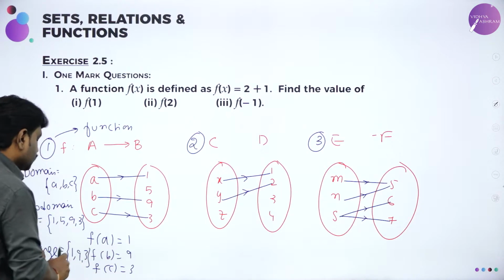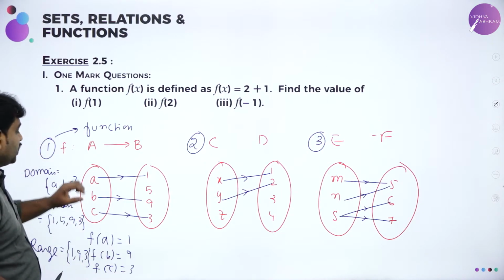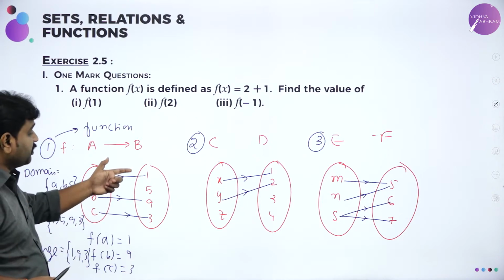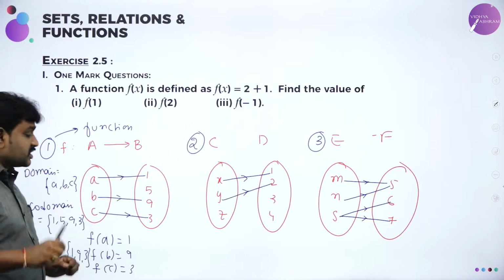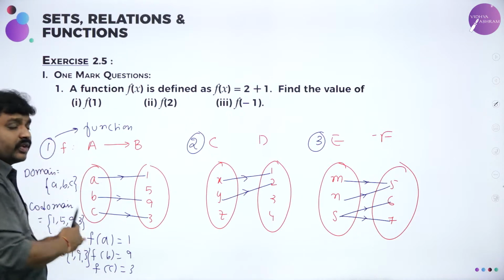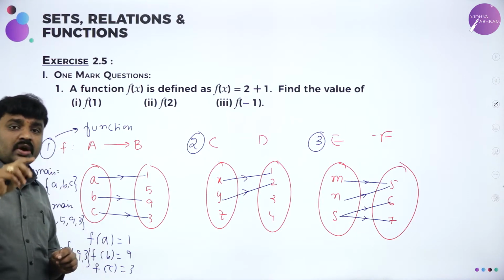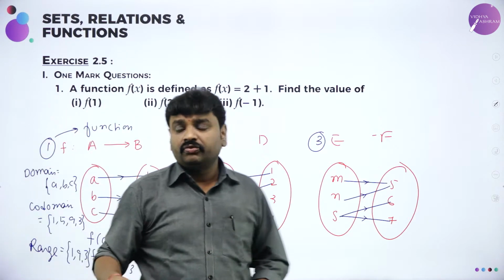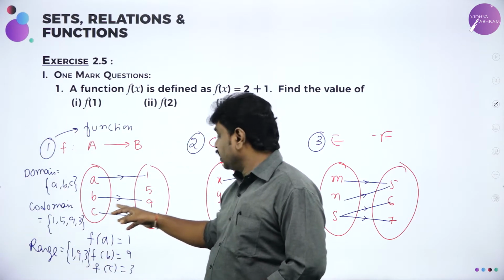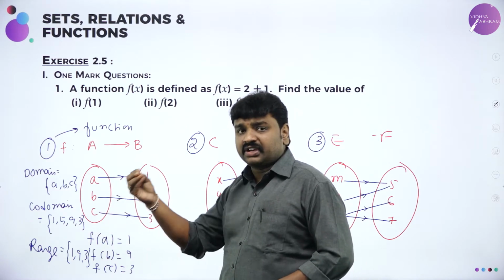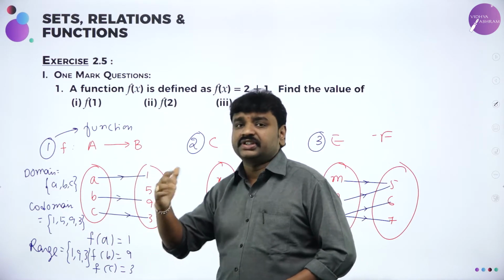This is the range. Domain means elements belonging to the first set, codomain means elements belonging to the second set, range means the set of images, and this is a function. Why can I say it is a function? Because every element in the domain should have one image. The image of A is 1, the image of B is 9, the image of C is 3. So all 3 elements in the domain have images, therefore I can call this a function.